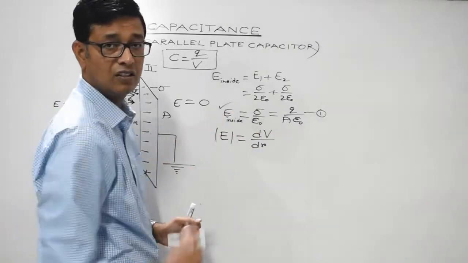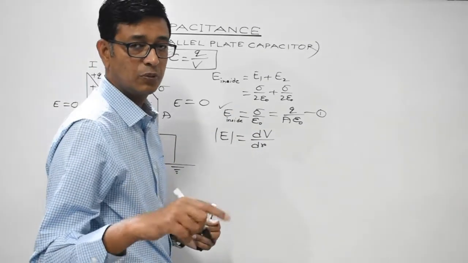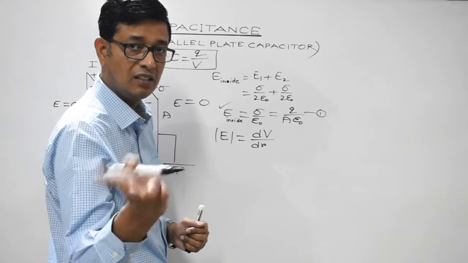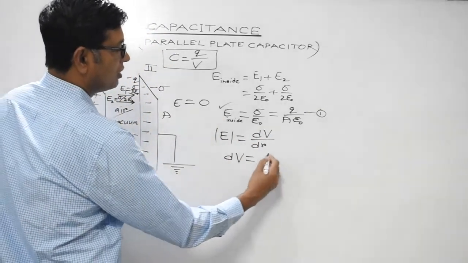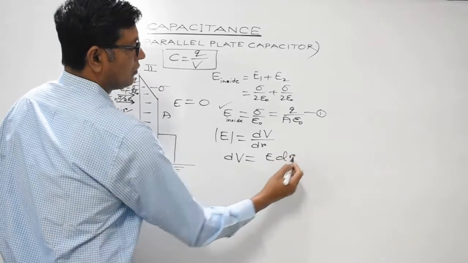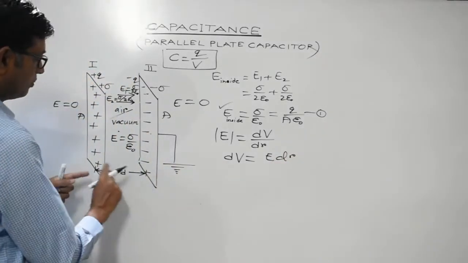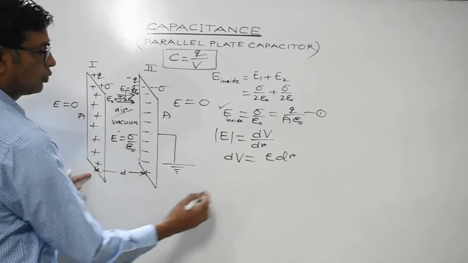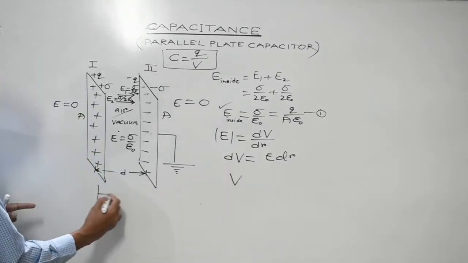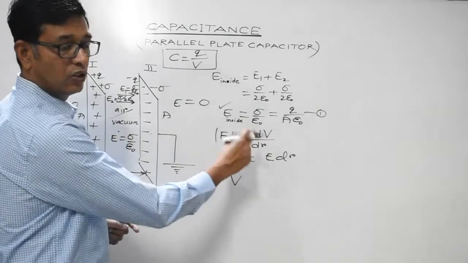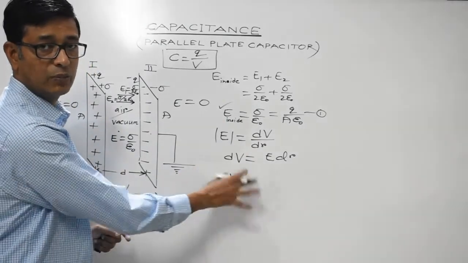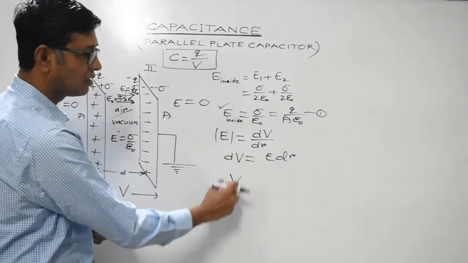Again, we have done this. I have told you numerous times: if the potential is given, the electric field can be found, and vice versa, by using this relation. So the potential difference is to be determined. Suppose V is the potential difference between these two plates, V1 minus V2. On integrating and taking suitable limits, we will get the potential difference V1 minus V2, which is considered to be V.